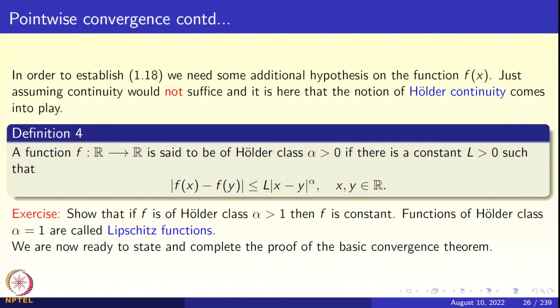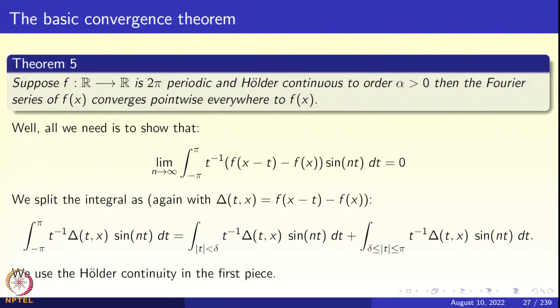So now we are ready to prove the basic convergence theorem. So theorem 5: suppose f from R to R is a 2 pi periodic Hölder continuous function with Hölder exponent alpha positive, then the Fourier series of f of x converges pointwise everywhere to f. This is theorem 5 in the displayed slide.